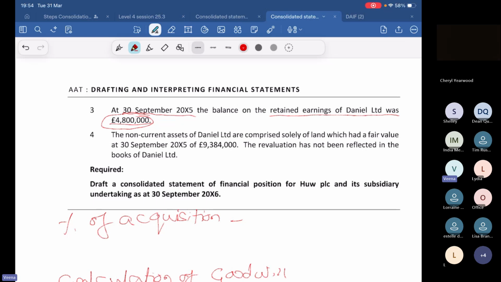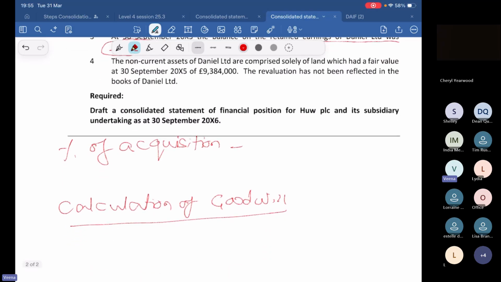So what am I going to do now? I'm going to calculate goodwill based on certain things. Anything and everything that belongs to the shareholders of the subsidiary company as on the date of acquisition, the percentage of that has to go to them. So what all things go to them? There are a lot of things which go to them.